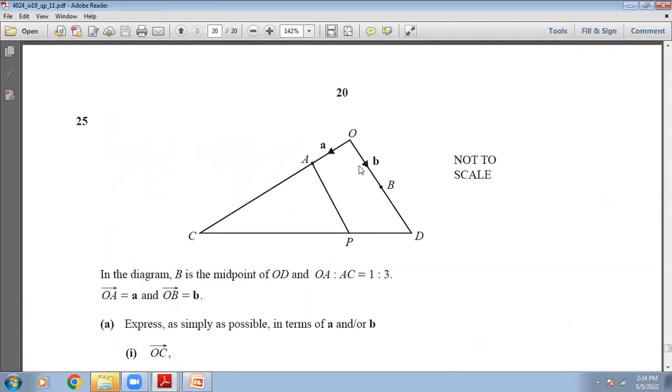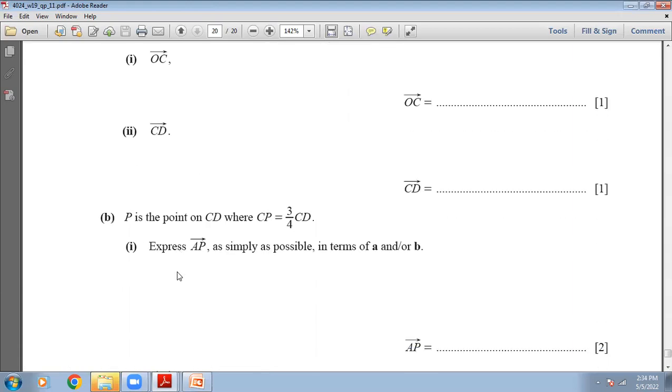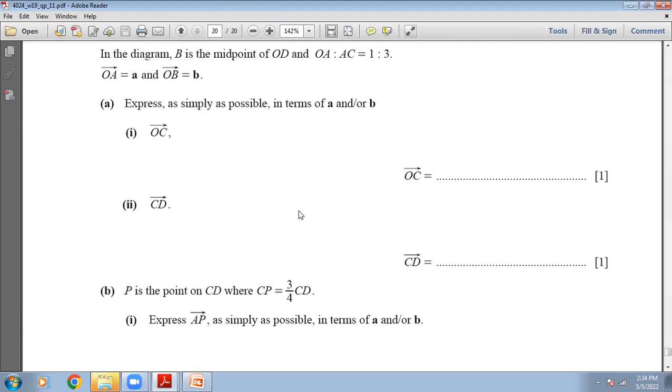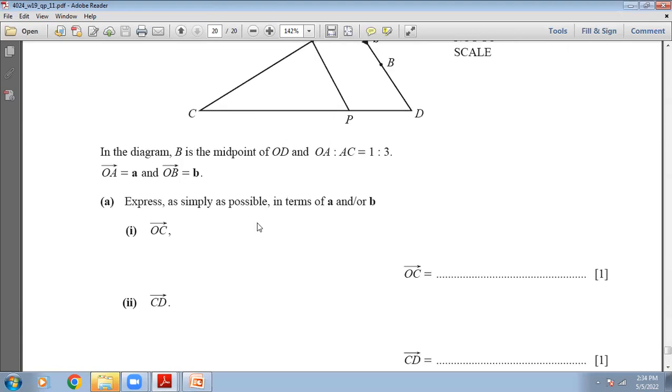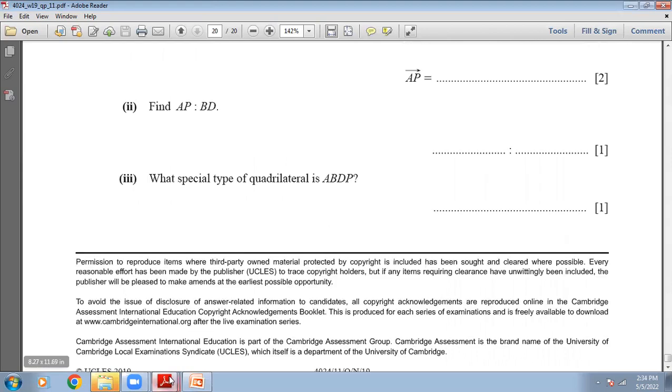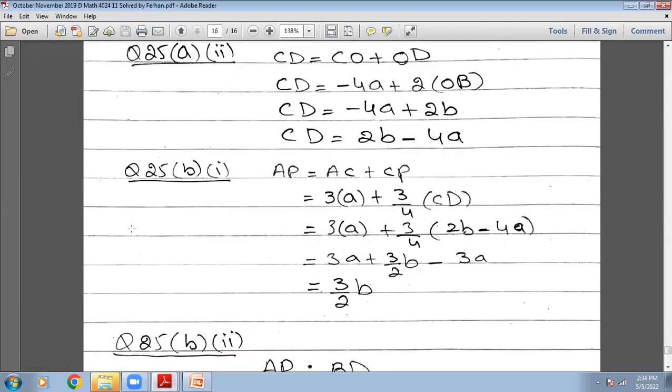So the next question, they ask you to find out the CD. That was this question. Now they are asking: P is the point on the CD, where the CP is 3 by 4 of the CD. So CP is 3, and this whole thing is 4. Okay, so express AP as simple as possible in terms of A and B. Okay, we are going there.